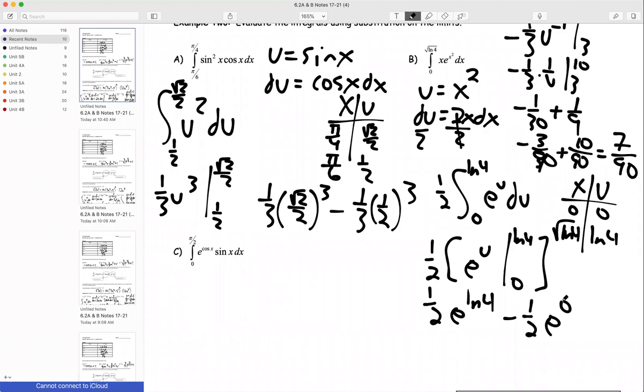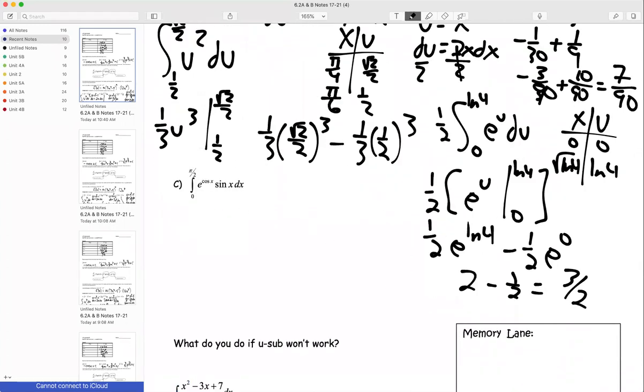So what is e raised to the natural log of 4? It's 4. And 4 times 1/2 is 2. And e to the 0 is 1. So I got 2 minus 1/2, which is 3/2. Oh, we did it. All right.